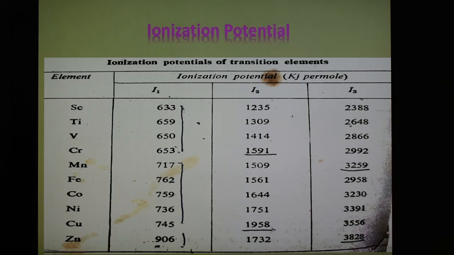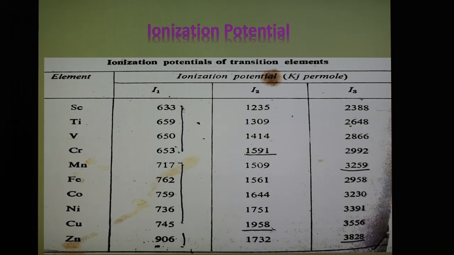I2 means the amount of energy required to remove two electrons from the outermost shell, so it is known as I2. And similarly I3 means the amount of energy required to remove 3 electrons from the outermost shell, so it is represented by I3. So I1, I2, I3. We can also write that I1 is less than I2, I2 is less than I3.